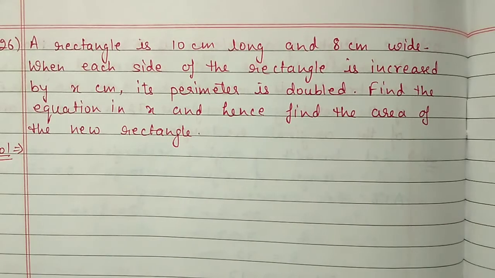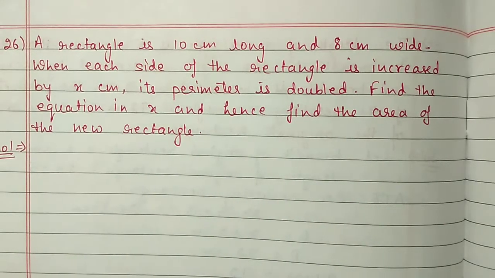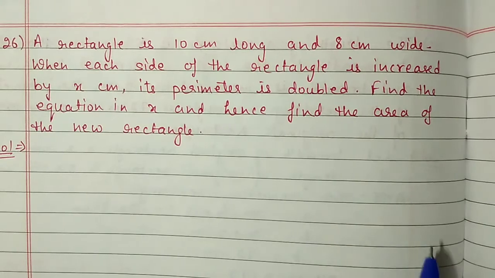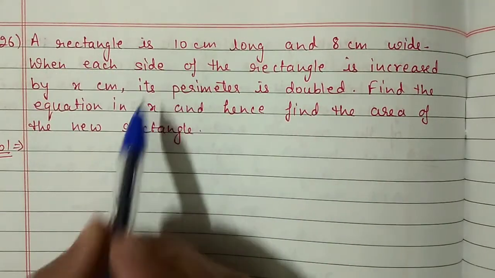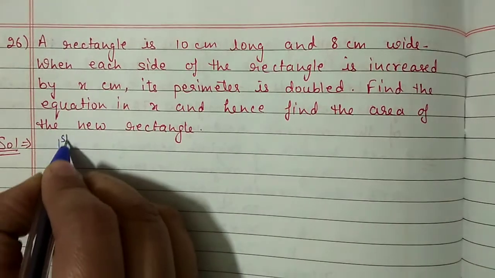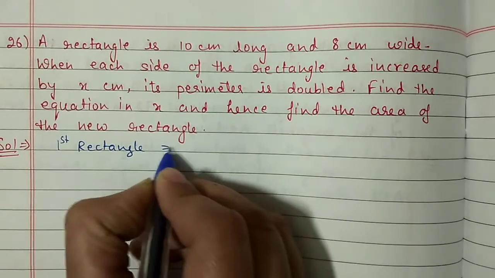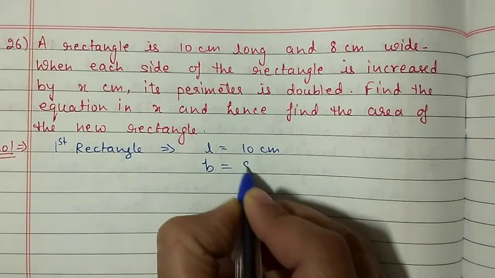Next question number 26. A rectangle is 10 centimeter long and 8 centimeter wide. When each side of the rectangle is increased by x, its perimeter is doubled. Find the equation in x and hence find the area of the new rectangle. Now according to the question, we have two rectangles. First rectangle length is 10 centimeter and breadth is 8 centimeter.